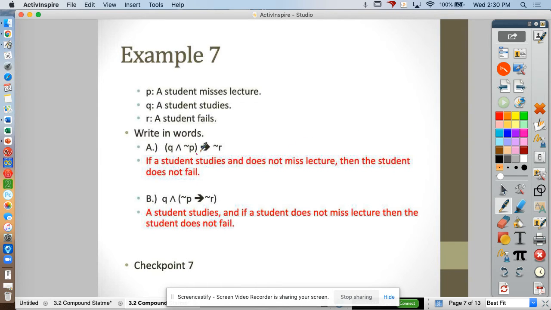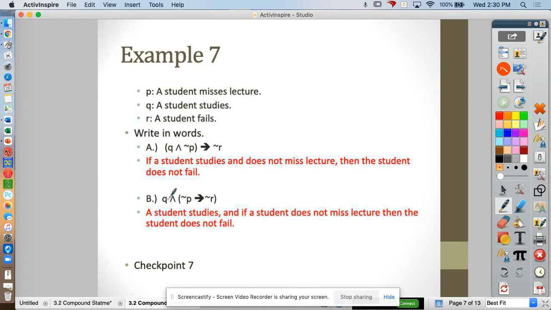Together in grouping symbols, this is our pause. And so in English, for our pause, we put this comma to say that group goes together and then the other group goes together. So it says, if a student studies and does not miss lecture, comma, then the student does not fail. So all of those things go together as the if. You have to do both of those.